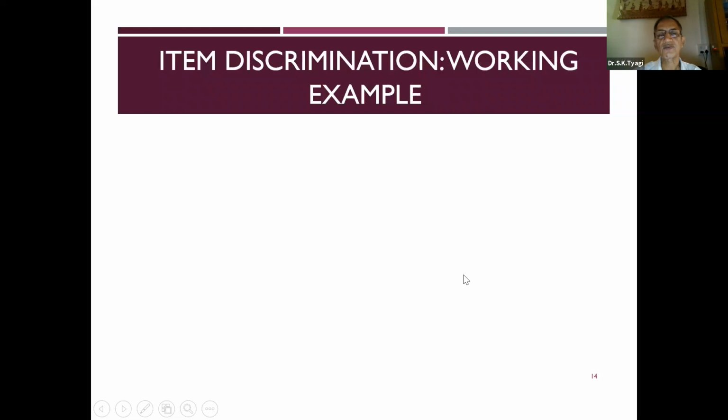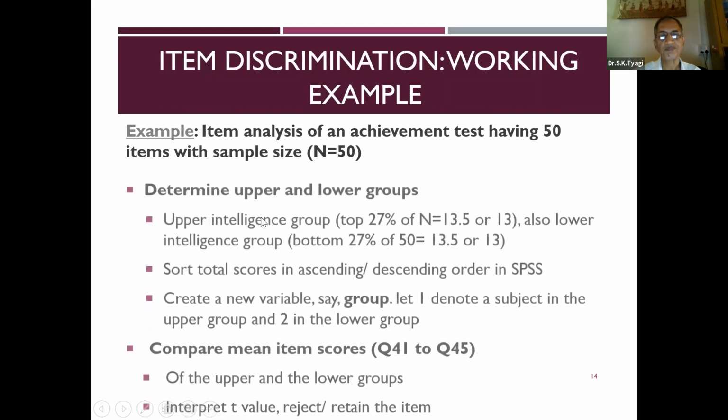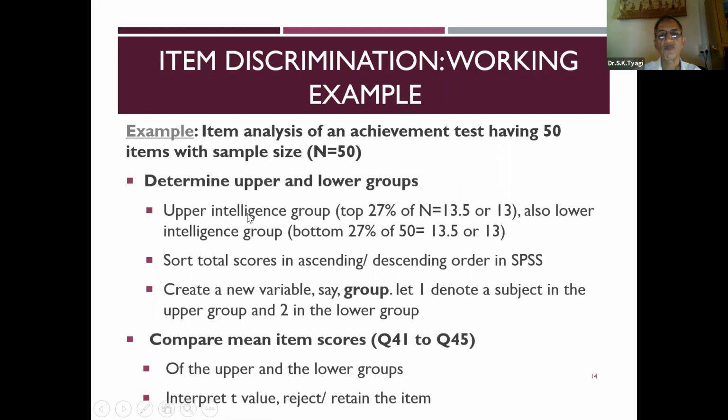Now see what is this item discrimination working example. Same example, item analysis of an achievement test having 50 items with sample size 50. This you have already seen. Upper intelligence group has 13 students, lower intelligence group has 13 students. We have already seen sort out cases, already done. Create a new variable group and denote 1 as upper ability group and 2 as lower; this we have already done.